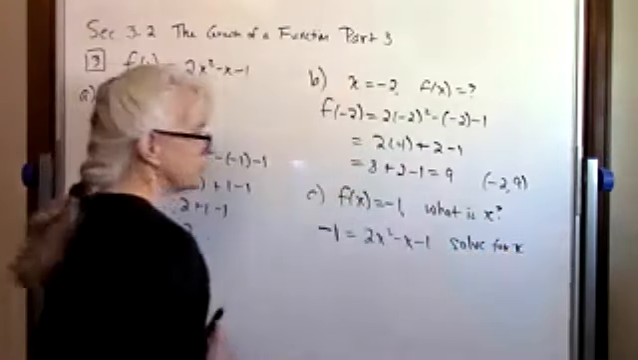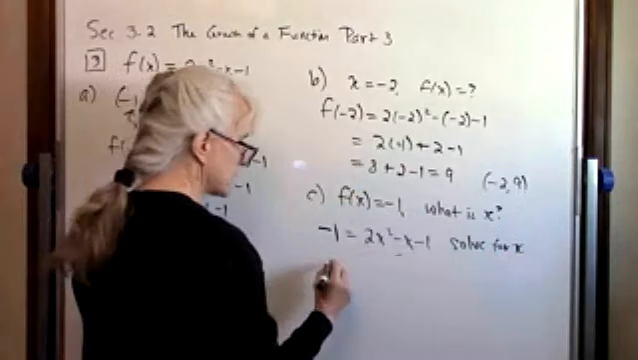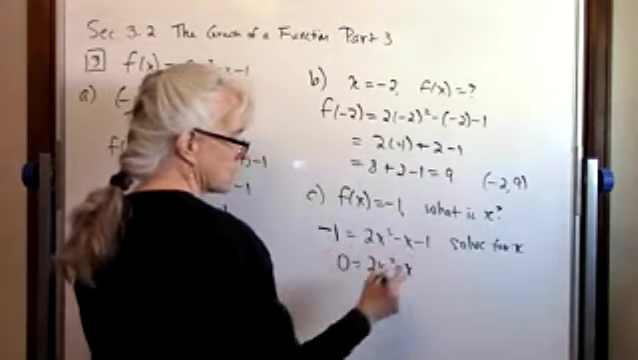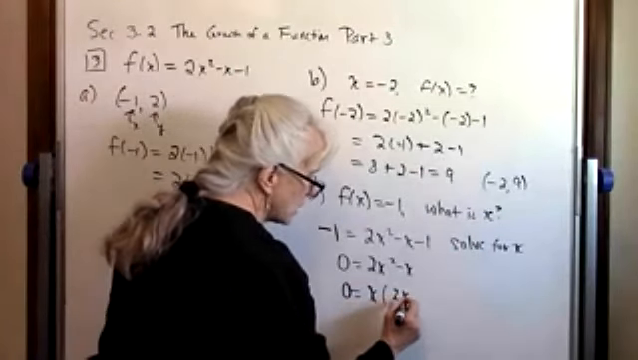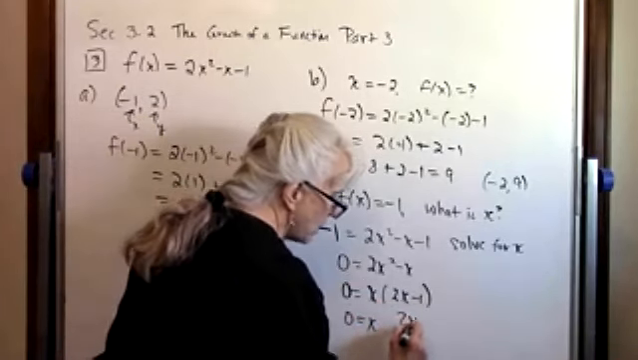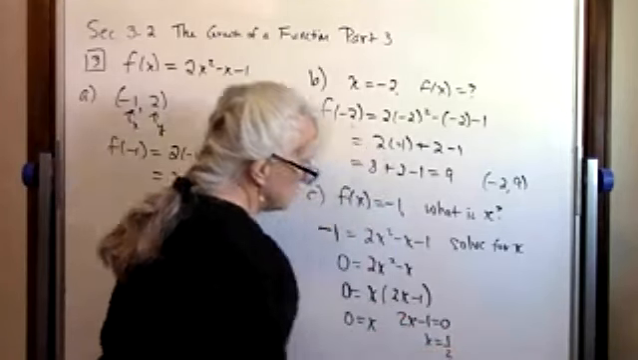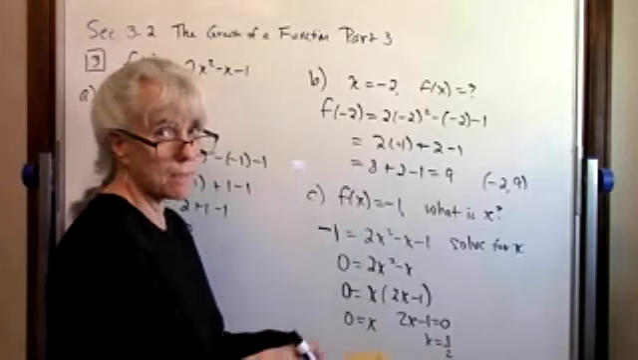Beautiful. Okay, so to do this, because it's a quadratic, we're going to move everything to one side. So 0 is equal to 2x squared minus x. The ones are going to cancel. And then we have to factor. We can pull out an x. That leaves me with 2x minus 1. So x equals 0. And then 2x minus 1 equals 0. So x would be a half. So we get two values. And that's okay. We can have two x values with the same output.